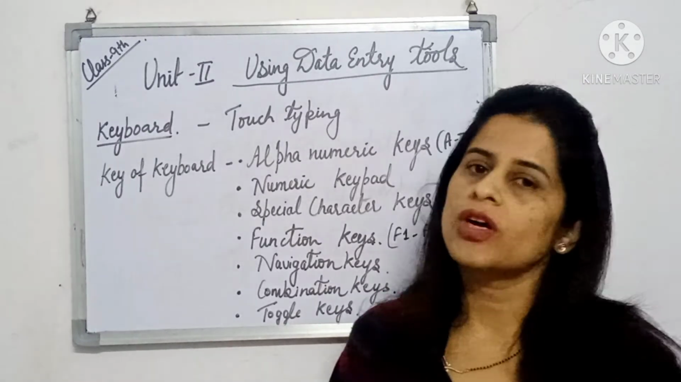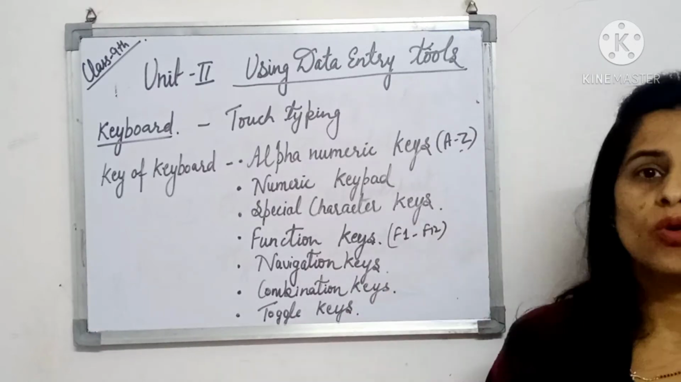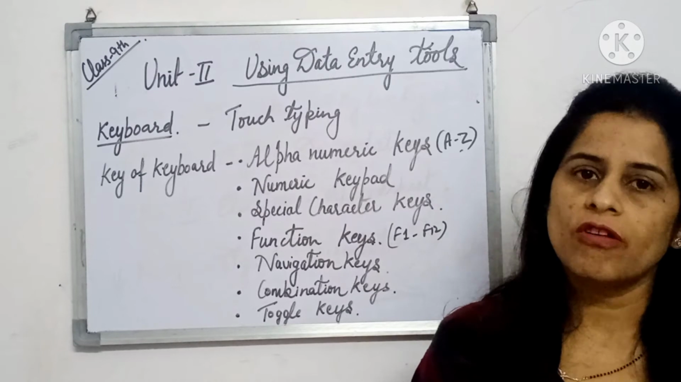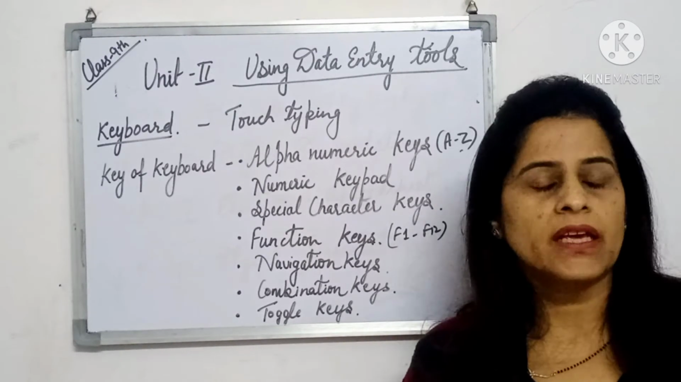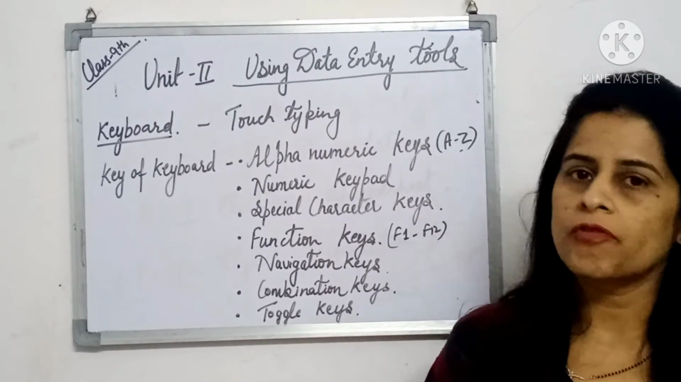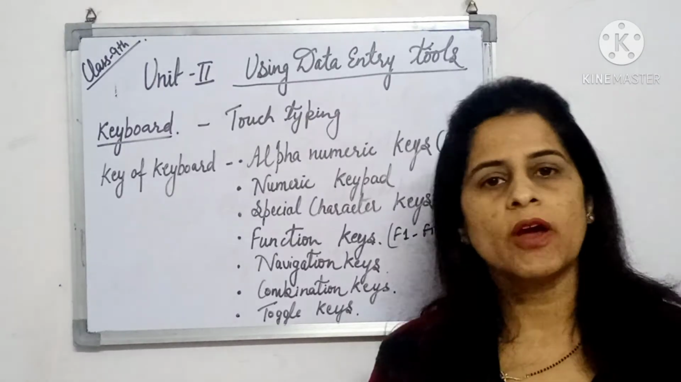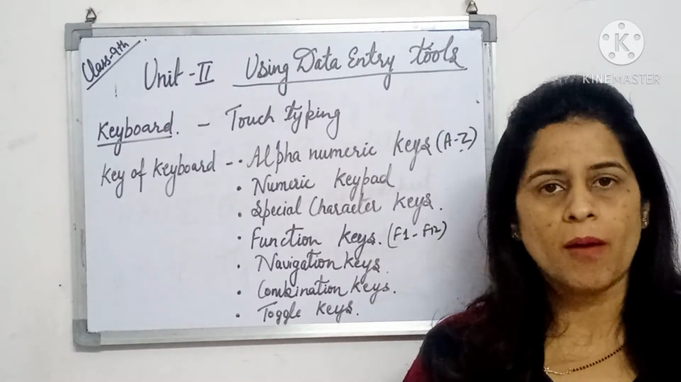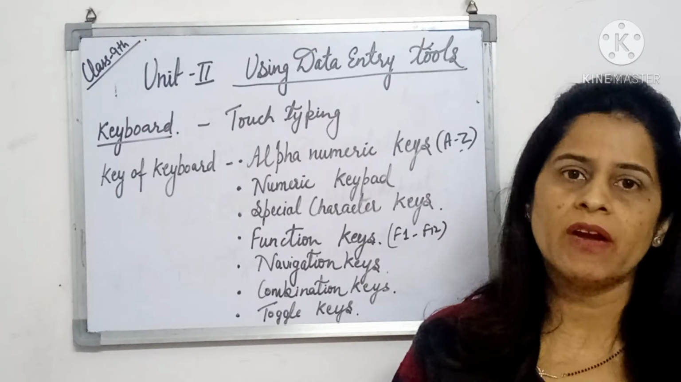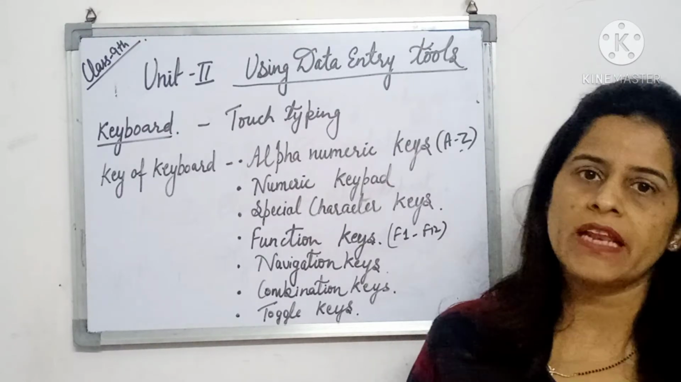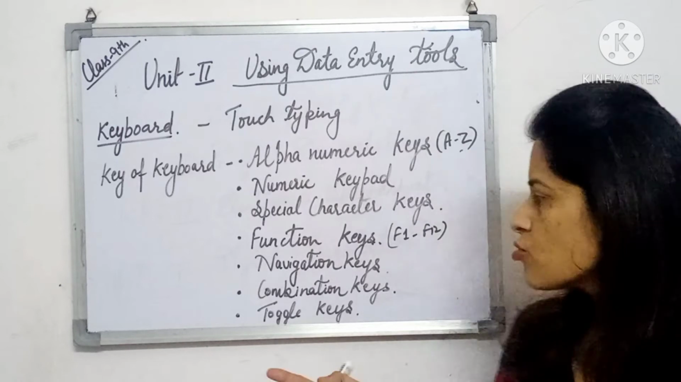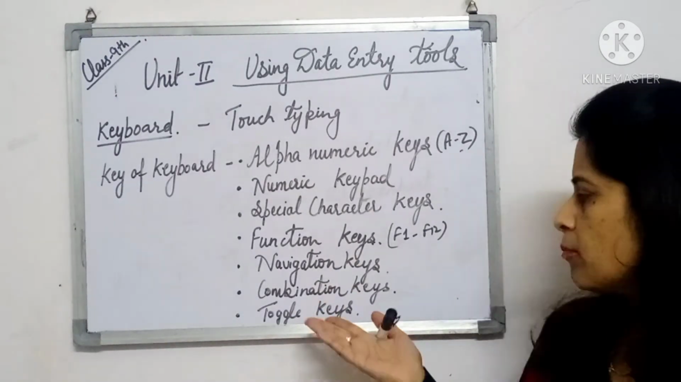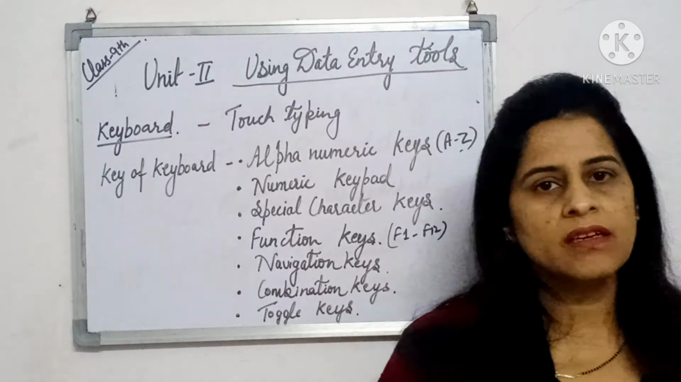And next are your toggle keys. What are the toggle keys? Toggle keys are used as on-off keys. We also call them on-off keys. Caps lock key: when you press the caps lock, it will be on. Again, when you press it, it will be off. So those are known as the toggle keys. Similarly, num lock. When you press the num lock, then the numeric keypad will be active. When you press it again, then that will be deactivated. So caps lock key and num lock key are known as the toggle keys.